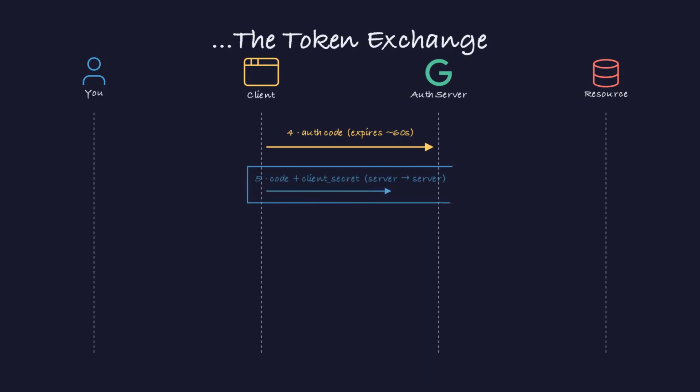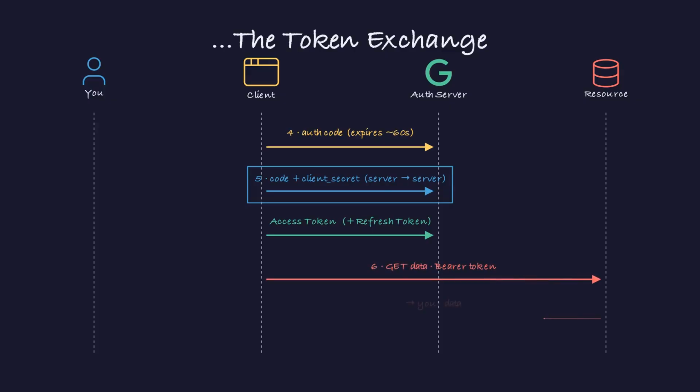Step 5, the token exchange. Now the app's backend, not your browser, makes a direct server-to-server request to Google's token endpoint, sending its client secret and that code. Google verifies everything and responds with an access token, and optionally a refresh token. Step 6, access the resource. The app calls Google's API with the token in an authorization header. Google checks the token, sees the right scope, and returns your data.